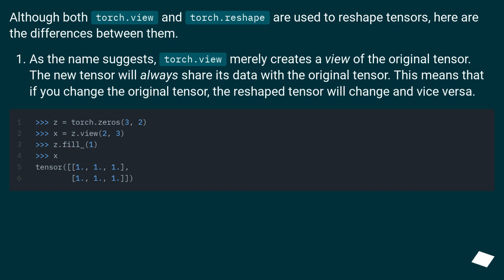Although both torch.view and torch.reshape are used to reshape tensors, here are the differences between them. As the name suggests, torch.view merely creates a view of the original tensor. The new tensor will always share its data with the original tensor. This means that if you change the original tensor, the reshaped tensor will change and vice versa.